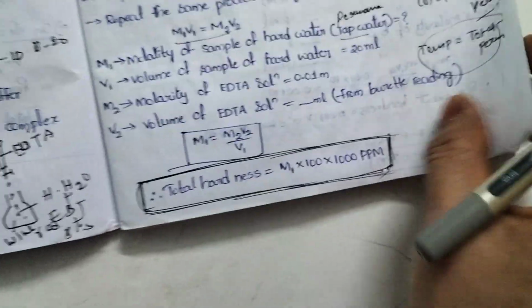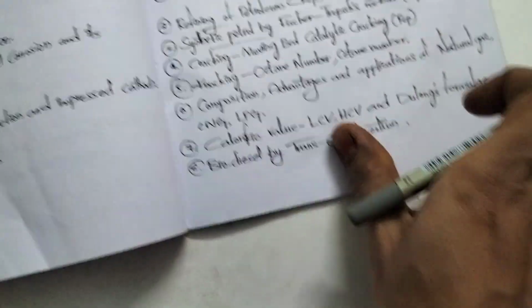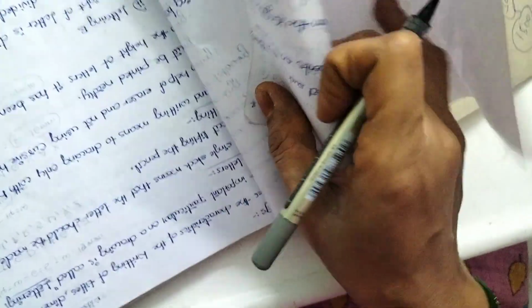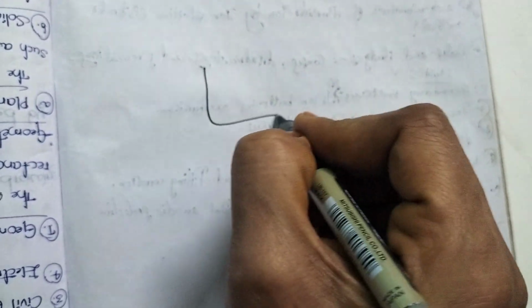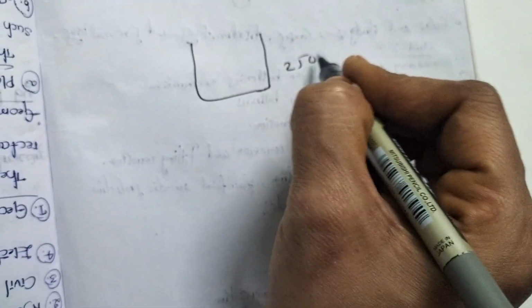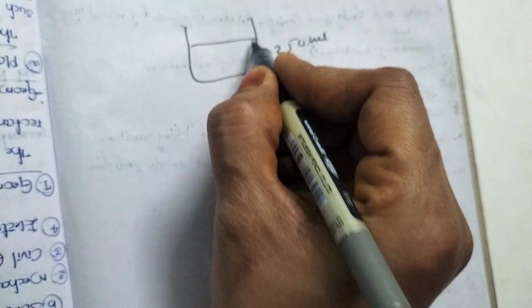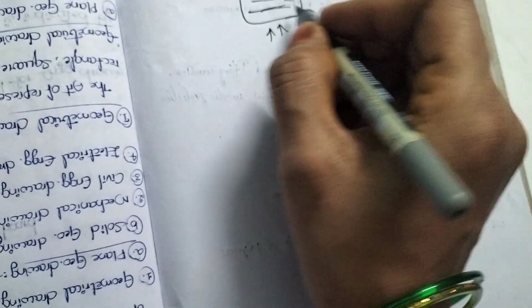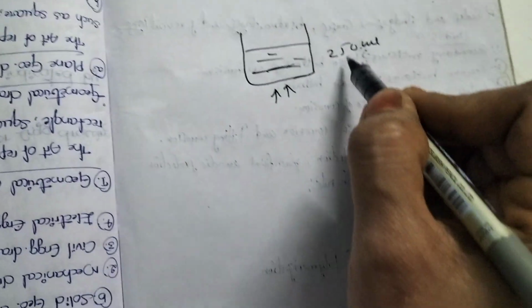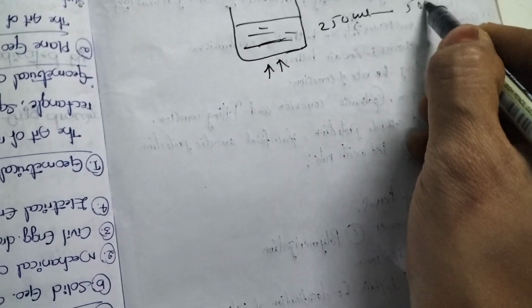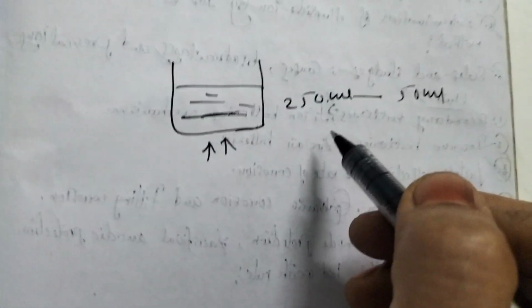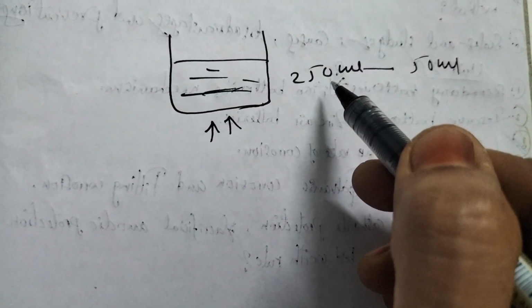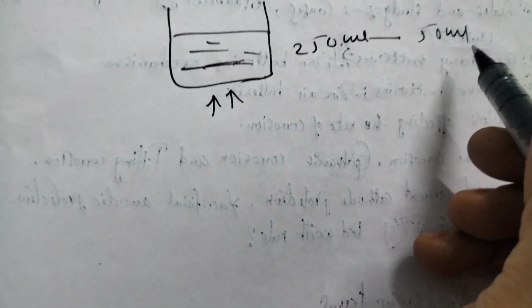Now I'll explain how to calculate permanent hardness. To calculate permanent hardness, first we have to take 250 ml of tap water. We should heat the tap water for some time until its volume reduces to 50 ml. We took 250 ml water. We need to heat the water until its volume reduces to 50 ml.